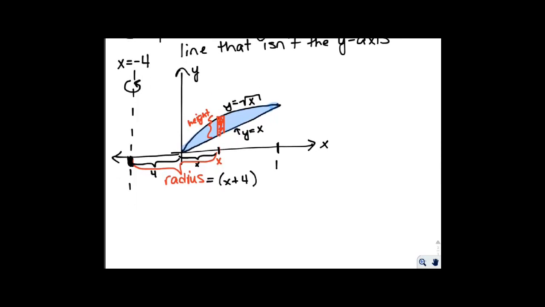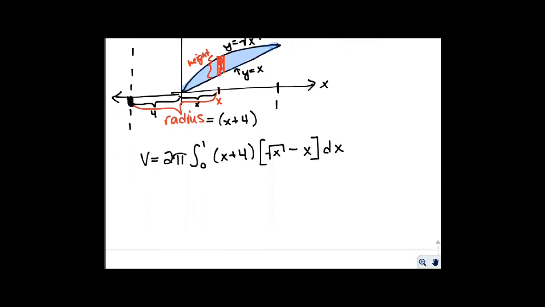So that's what we start with, then from there on it's pretty similar to the others. So our volume is equal to 2 pi times the integral from 0 to 1 of x plus 4, which is our radius, times the square root of x, which is the top curve, minus x, which is the bottom curve, dx. And now I have to integrate this. To integrate it, we need to do a couple of things. We're going to change this to x to the 1/2 minus x.